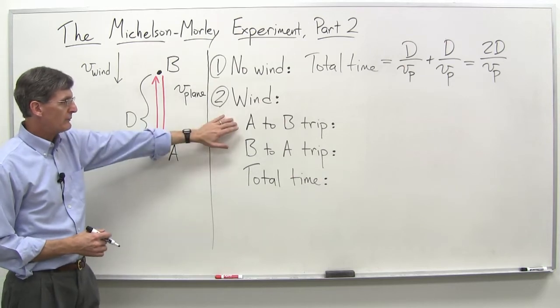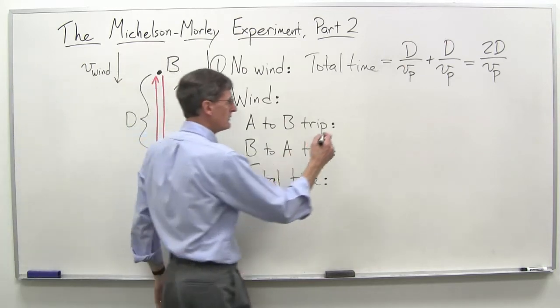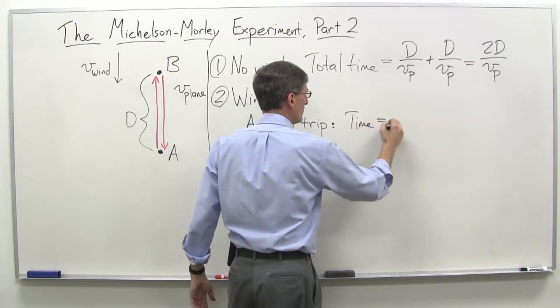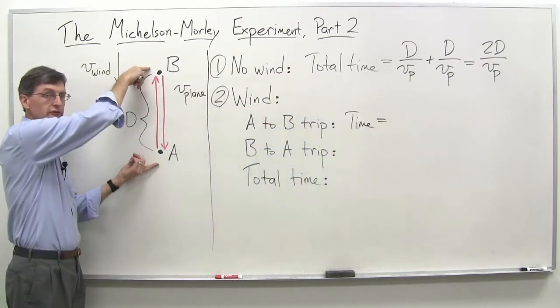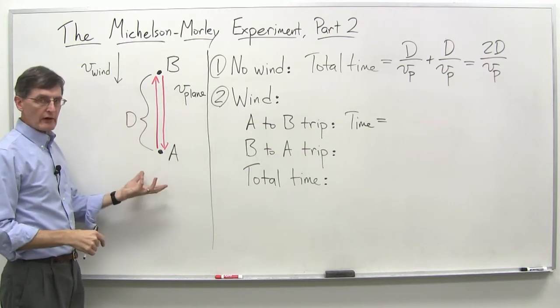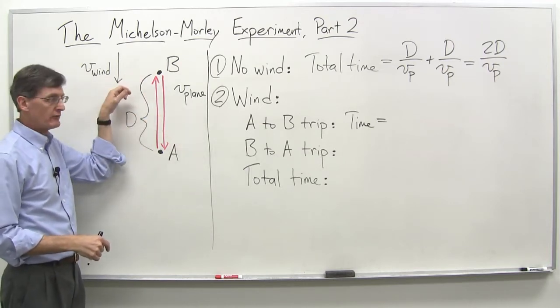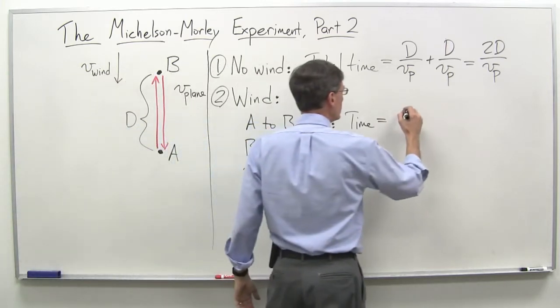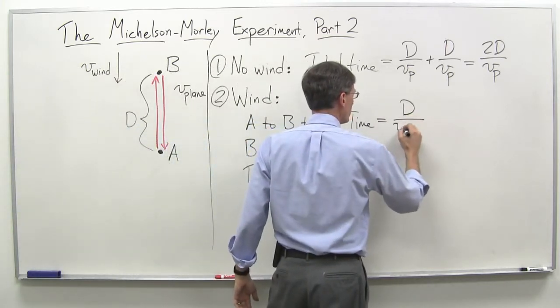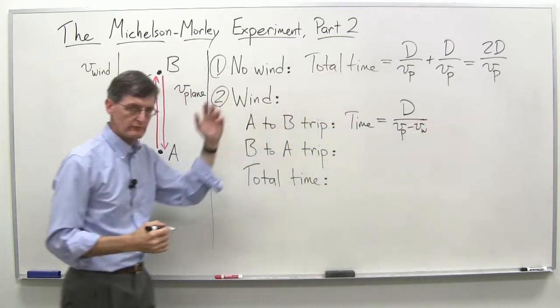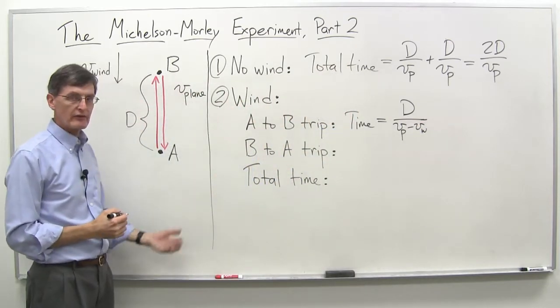Okay, so the A to B trip, the time, really what we're interested in here is the time. For that, again, is going to be the distance, d, divided by the velocity. And the velocity going against the wind is v sub p minus v sub w. So it's going to be d over v sub p minus v sub w. Just same equation as before, just different velocity this time.